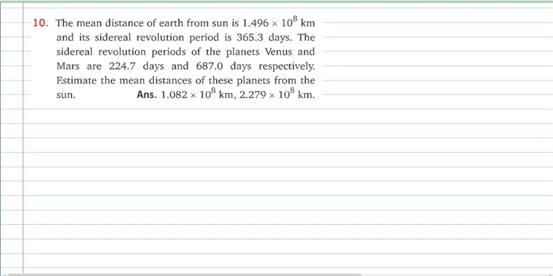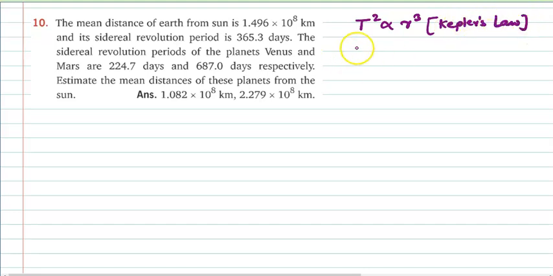10th question says the distance between the sun and the earth is given as 1.496 into 10 to the power of 8 kilometer, and its period of revolution has been given as 365.3 days. Now if you recall, according to Kepler's law, we had studied that T square, that is the time period of revolution, is directly proportional to R cube. This is from Kepler's law.